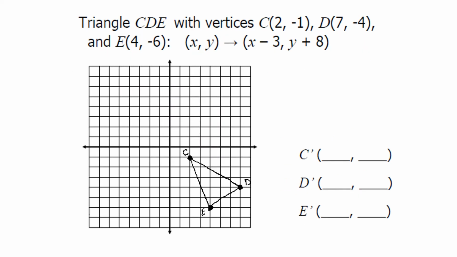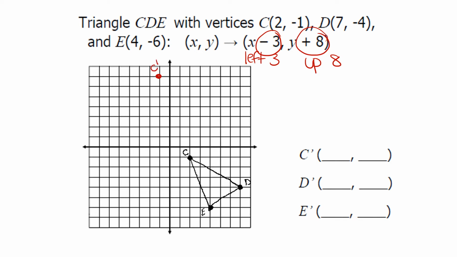Number 2, triangle CDE with vertices C, 2, -1, D, 7, -4, and E, 4, -6. The triangle has already been graphed for you. Looking at our directions, we have a -3, so that means we're going to go left 3, and we have a +8, which means we're going to go up 8. So start with point C, and we're going to go left 3 and up 8. And then put your point. And we're going to label it C prime.